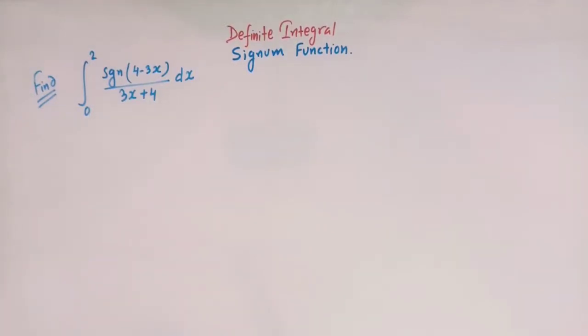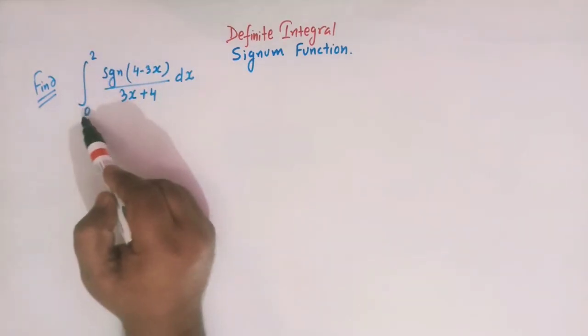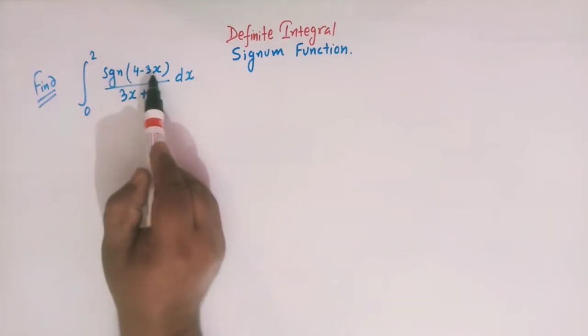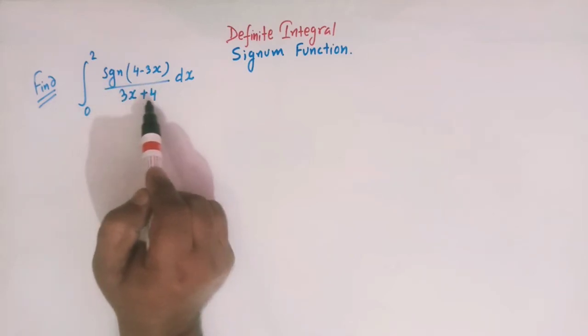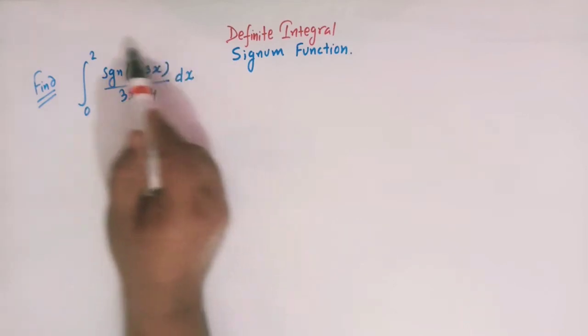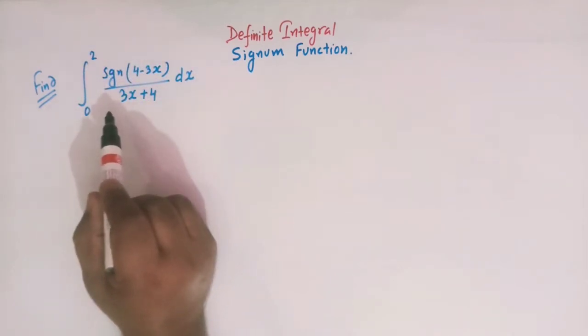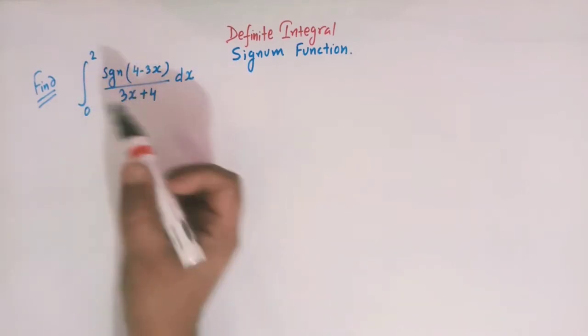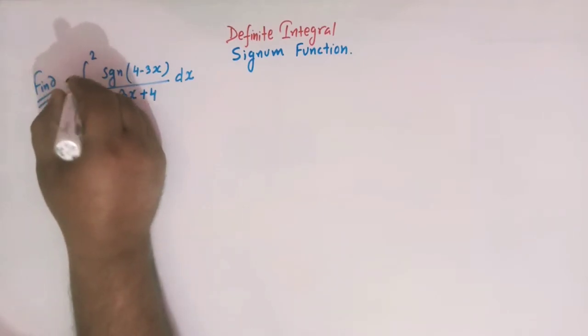Hello viewers, in today's class we are going to discuss yet another important and conceptual problem from definite integrals involving the Signum function. Here we have to evaluate the integral from 0 to 2 of Signum of (4 minus 3x) divided by (3x plus 4). So let us call this integral I.